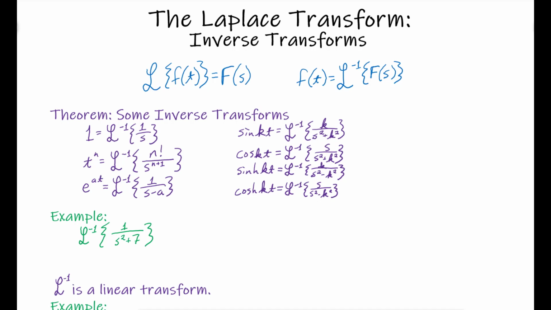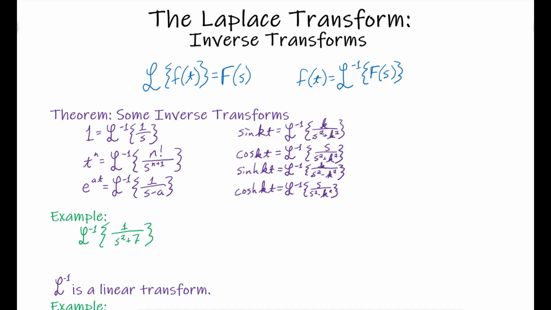So let's take a look at an example of how we might be able to use this theorem to help us out. Say I want to take the inverse transform of the function 1 over s squared plus 7. Well, I'm first going to match it to what it looks like the most. So it's going to look like either sine or cosine. That's where I have s squared plus something in my denominator. So the problem is I have a 7 in my denominator and a 1 in my numerator.